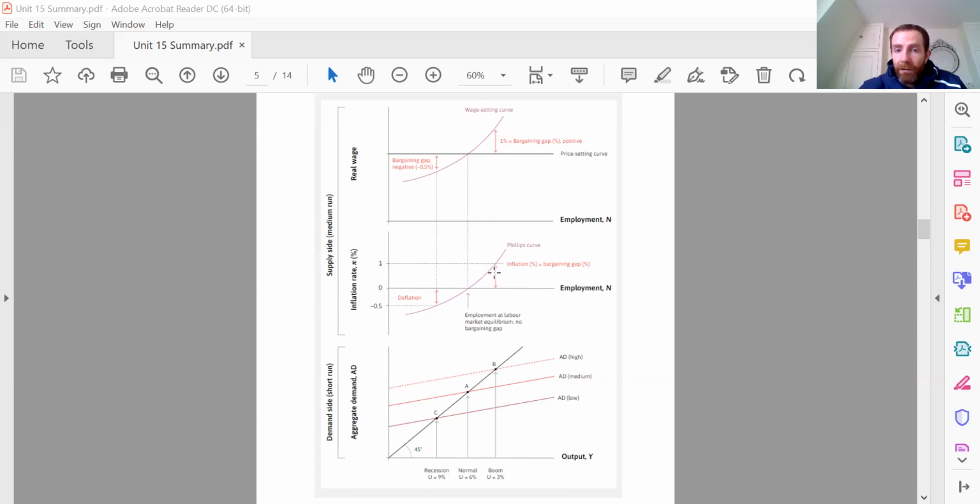And you can see that inflation will be 1% because if the bargaining gap is 1%, wages go up by 1%, unit costs go up by 1%, prices go up by 1%, and that's what inflation of 1% means.